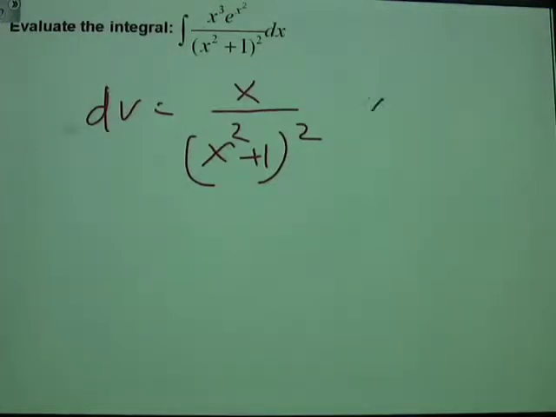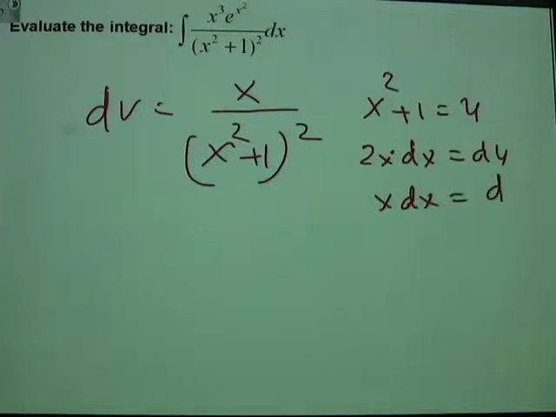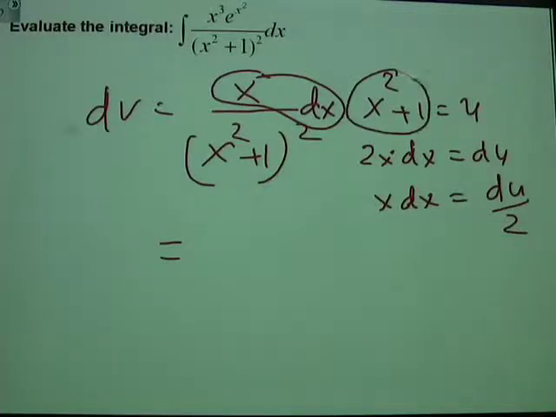We make a substitution, x squared plus 1 equal to u, which gives me 2x dx equal to du, or x dx equal to du over 2. Now that will make this expression x dx, which is du over 2, and x squared plus 1 is u. That will be 1 over u squared times du over 2. That means you can integrate it like this.